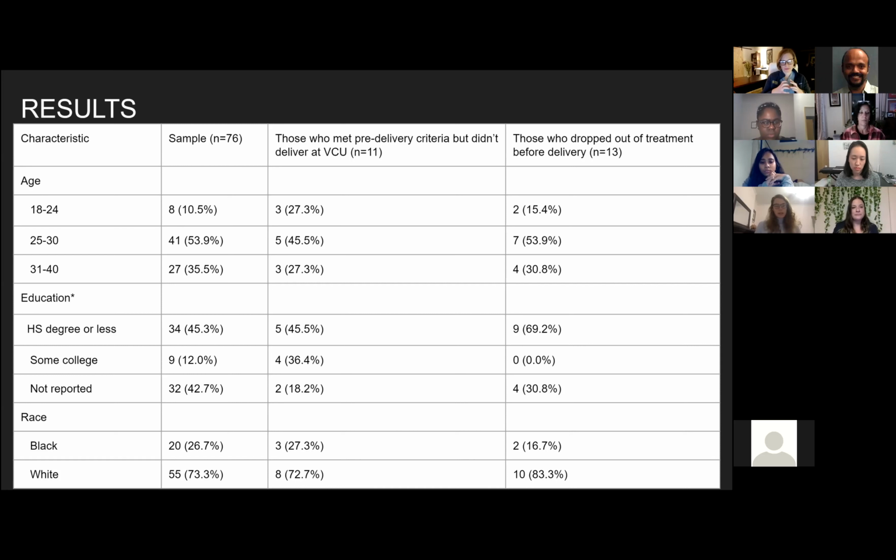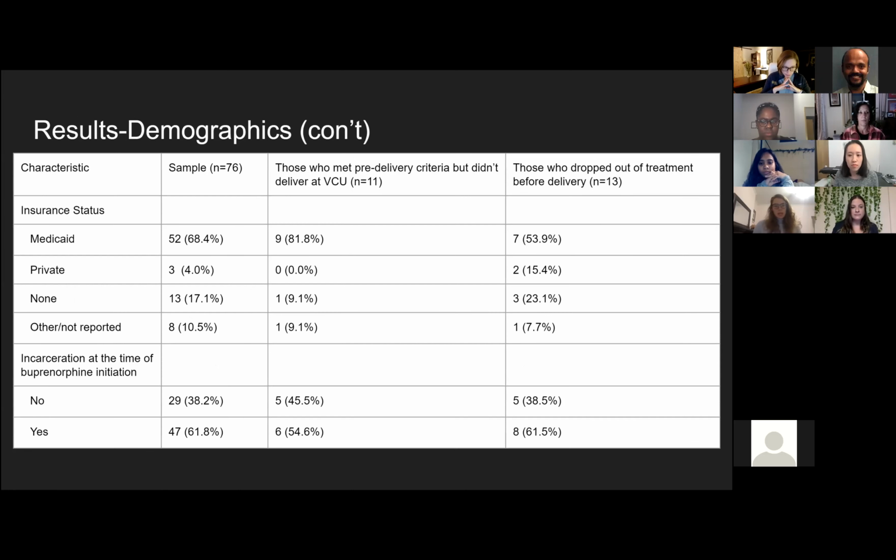And then as far as our race variable, they were very similar between these three groups. The majority of our sample was white, and that was 73.3% of the sample. And then we looked at insurance status, and once again, very similar between these three groups. The majority were on Medicaid, which warmed my heart as a Medicaid researcher. And the next highest was having no insurance.